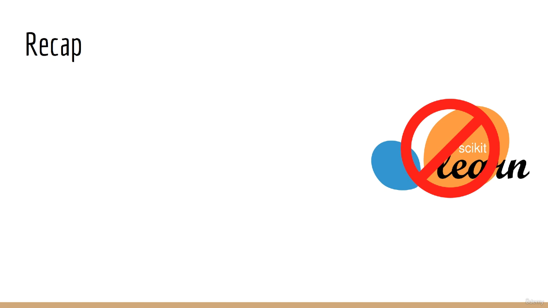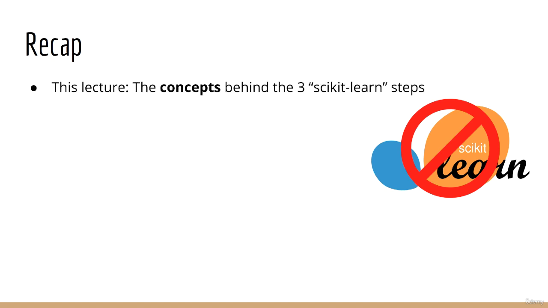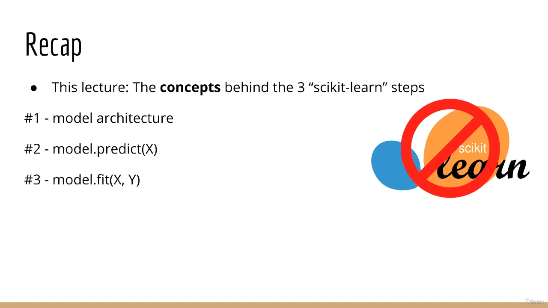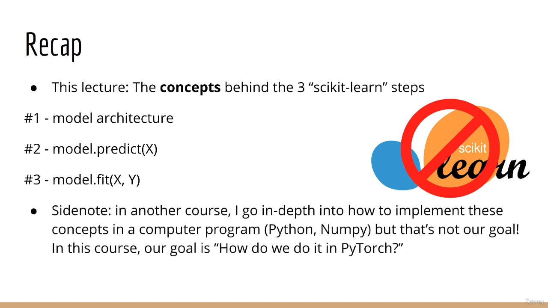Alright, so since this has been a pretty long lecture, let's recap the steps. Our goal in this lecture was to take you from the 3 steps of the scikit-learn API to what actually happens conceptually. As you recall, the 3 steps are creating the model, fitting the model, and making predictions with the model. After this lecture, you now understand at a high level what actually happens during these 3 function calls. However, the concepts don't provide the full picture because we still need to implement this in code. In fact, I have a course that goes very in-depth into all these concepts and how you can take them and put them into a computer program using basic libraries like NumPy in the Python programming language.